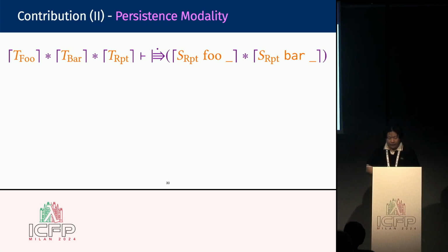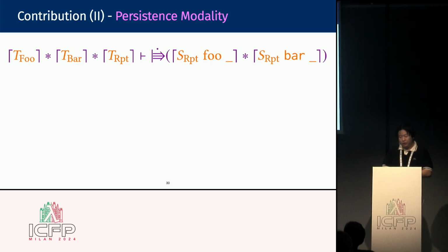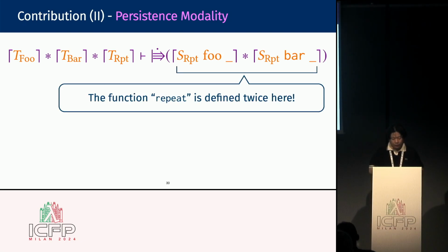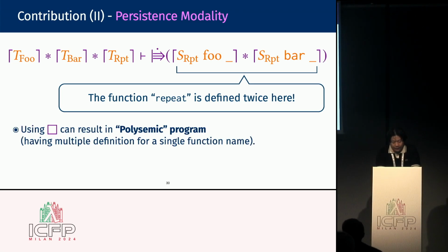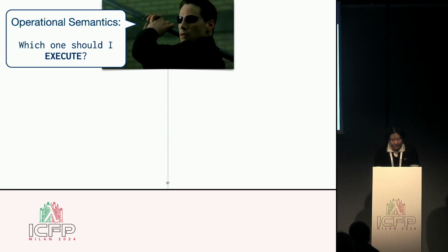To cut corners, having persistence modality allows the following judgment in the system. Note that there are two definitions of the repeat function on the right-hand side. In other words, having persistence modality in the system can result in a polysemic program, meaning a program with multiple definitions for a single name. The above judgment says that we are refining a polysemic program, but what does that even mean?